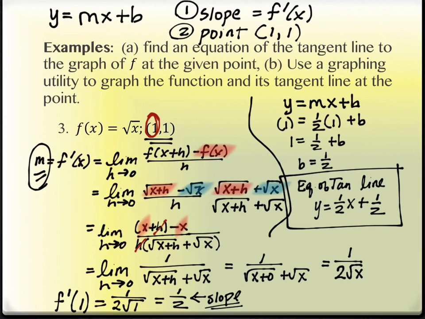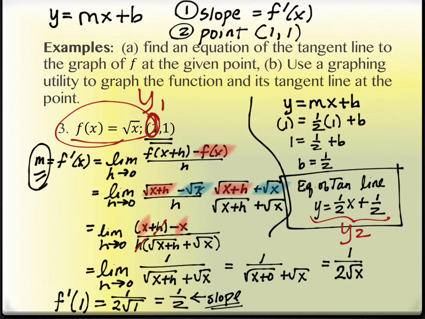Okay, grab your calculator, because I want you to at least visually check that that seems reasonable. So in your calculator, you're going to put the equation that you were originally given, which was the square root of x, in y1. And in y2, you're going to put the tangent line that you just created, 1/2x plus 1/2, or you can use 0.5x plus 0.5. Okay?